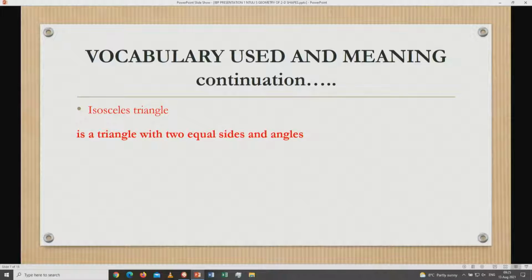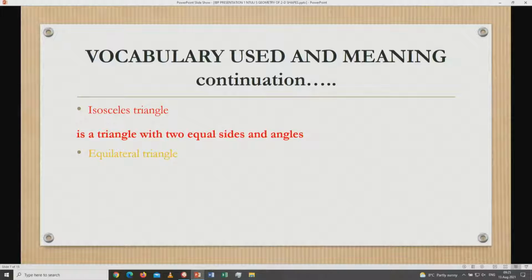Now, the question would be, how do we see this one is an isosceles triangle? We have to look at the markings. All triangles have markings. Those markings will give us a guide, but we will see when we get there later on, guys.